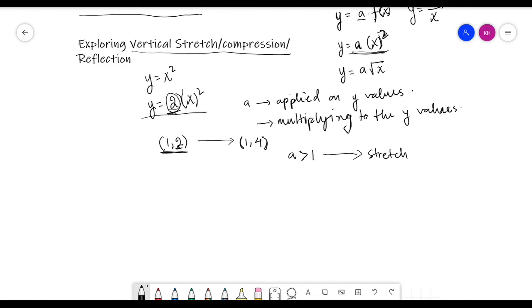All right, so if a is between 0 and 1, and we multiply a number between 0 and 1 to another number, let's say we take a equals half. If we multiply half to another number, that number will be halved. So that number will be compressed. So that's how we know that when a is between 0 and 1, we call it a compression.